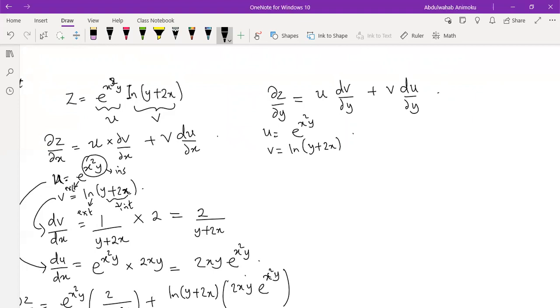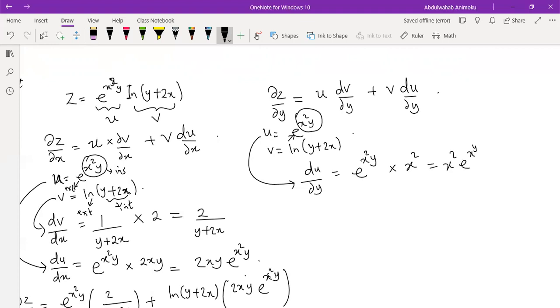Now let's find du dy, right? The du dy is the derivative of this with respect to y. Again, chain rule, which will be differentiation of the external function, which is the exponential function first, multiplied by the derivative of the inside with respect to y, which was just x squared. Because remember, x squared is now acting like a constant in front of y. Okay, good. So this would give us x squared e raised to power x squared y.